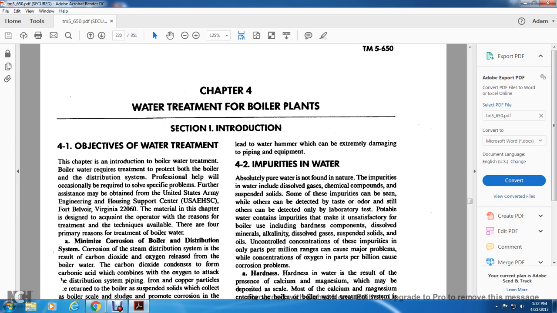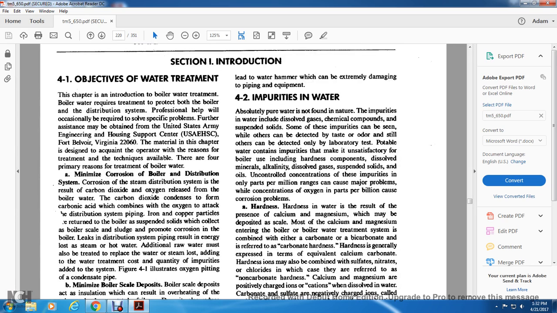This material is designed to acquaint the operator with the reasons for treatment and the technical availability. There are four primary reasons for the treatment of boiler water. A. Minimize corrosion of the boiler and distribution system. Corrosion of the steam distribution system is a result of carbon dioxide and oxygen released from the boiler water. The carbon dioxide condenses to form carbonic acid, which combines with the oxygen to attack the distribution system pipeline.